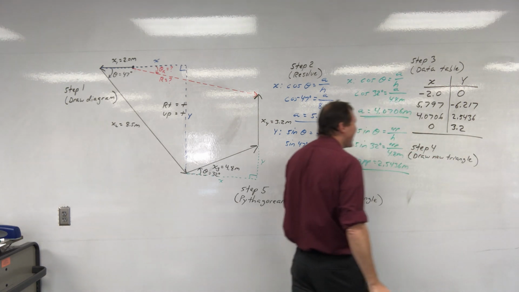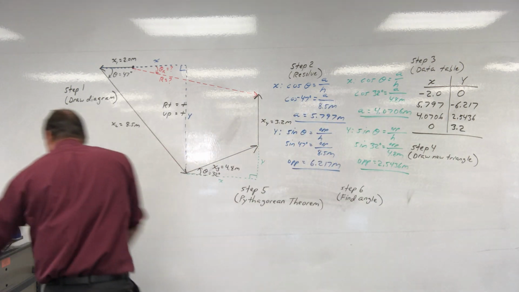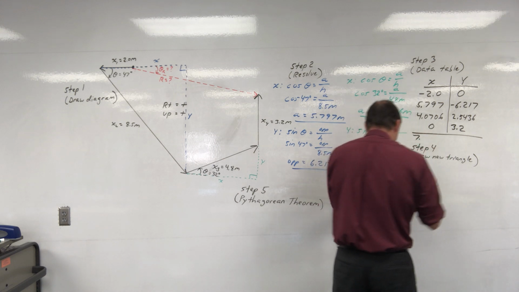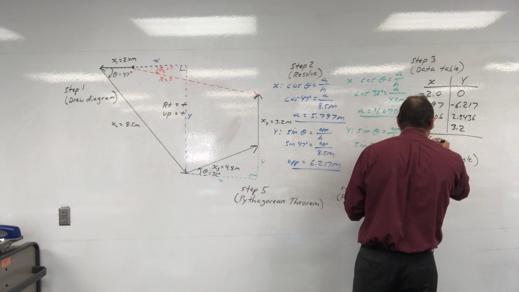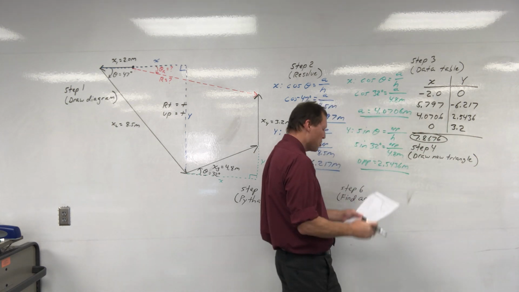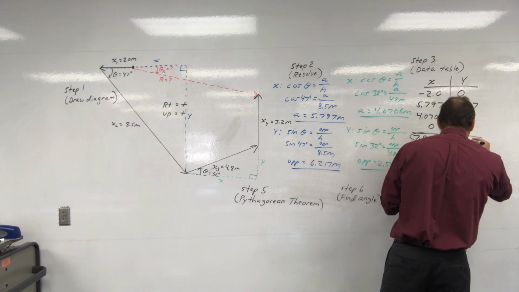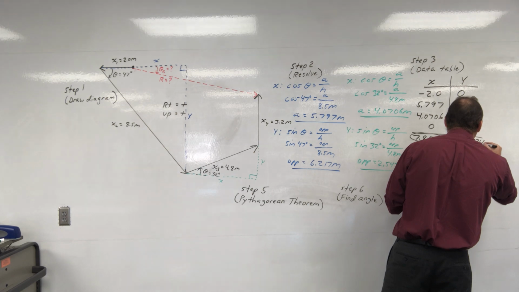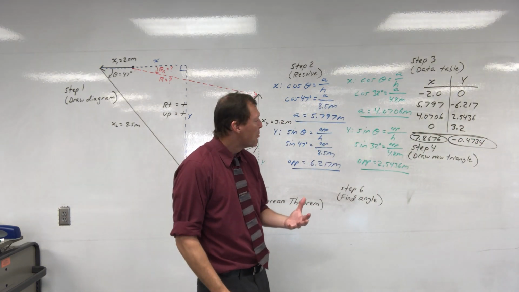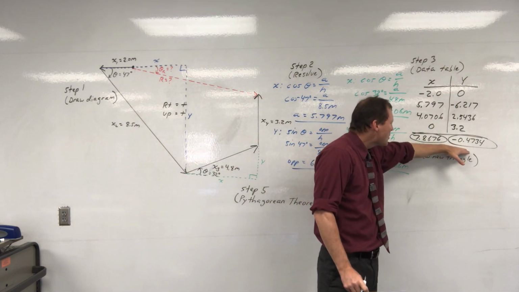And now I'm going to add up all the x's, and I'm going to add up all the y's. So let's go ahead and do that. So when I add everything up, I get 7.8676. I'll put a little circle around it. That's important information. And over here, I get negative 0.4734. Now those are two important numbers. So when I add up all the x's, I get that. When I add up all the y's, I get that.